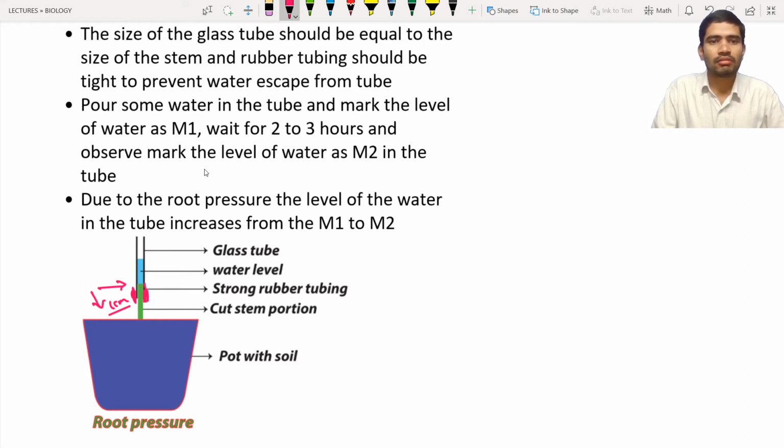And now you have to pour some amount of water into the tube and mark the level of the water as M1, meaning mark 1. Now we have to wait for 1 to 2 hours or 2 to 3 hours. As a result, what is going to happen in this duration of time? The water is going to be absorbed by the roots.